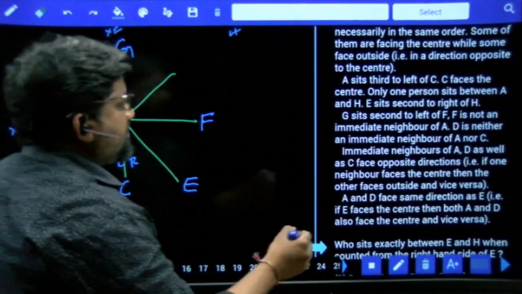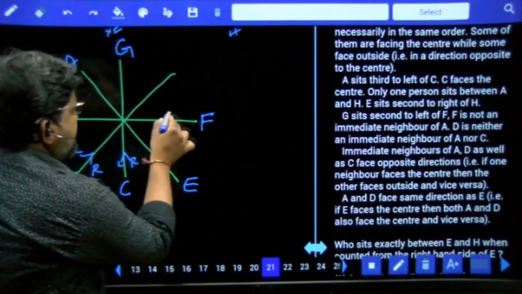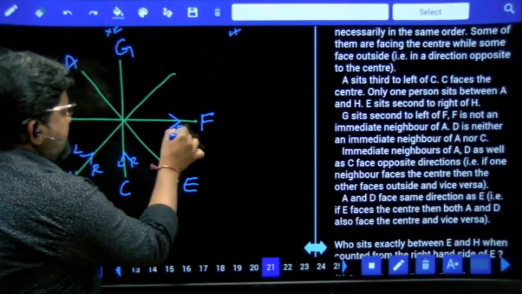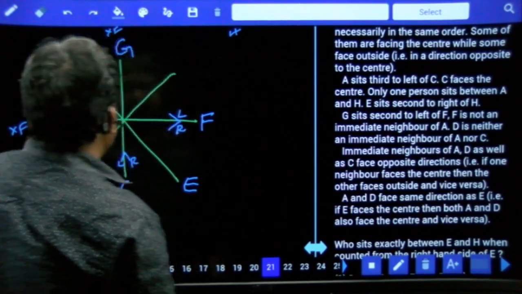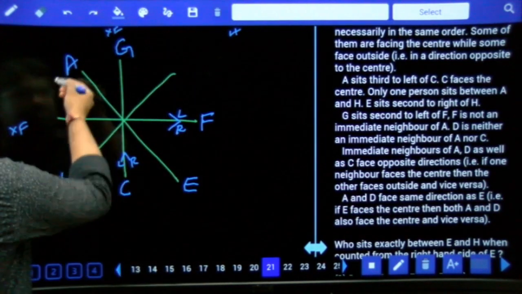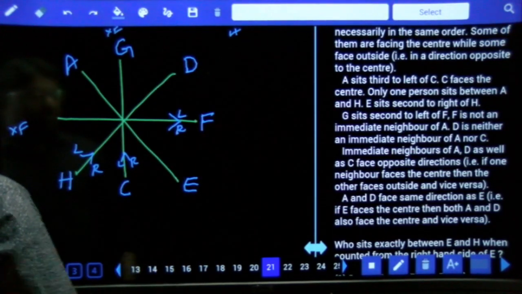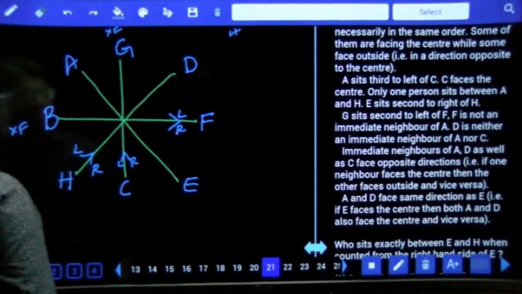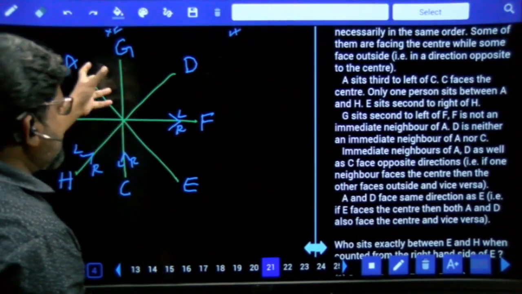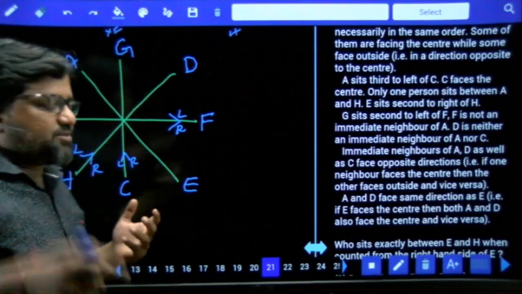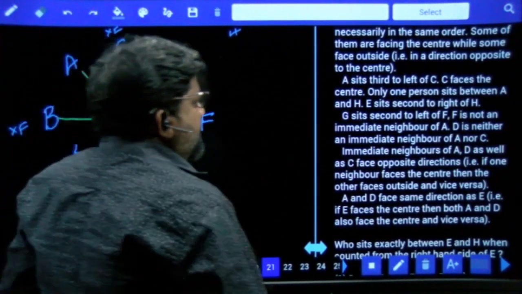What's the point here? He says G sits second to the left of F. If this has to be left, he should be facing away from the center. Next. D is neither an immediate neighbor of A nor C. D is not an immediate neighbor of A, then D has only one possibility. Who are left out? B is missing, so this is B. So as of now, we got the answer, but we are not sure with the directions. Even after doing the directions, if we don't get the answer, there is another possibility where you are supposed to take H in this place of D. We'll see it.